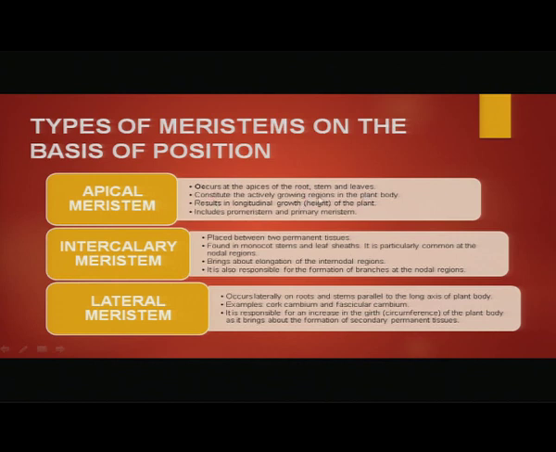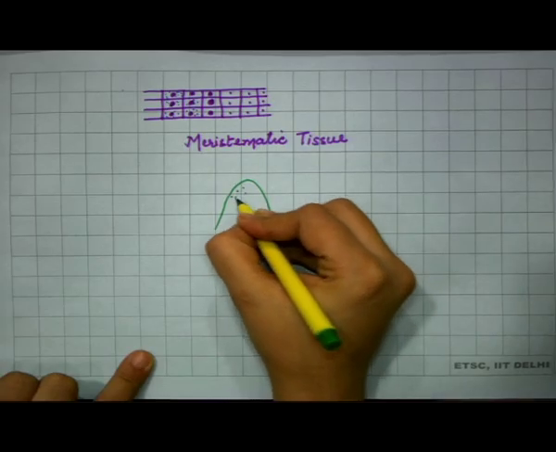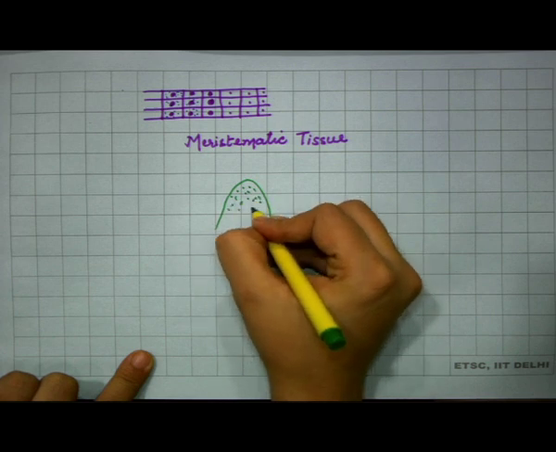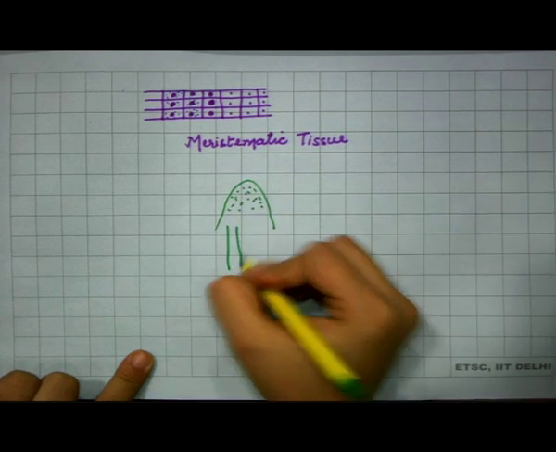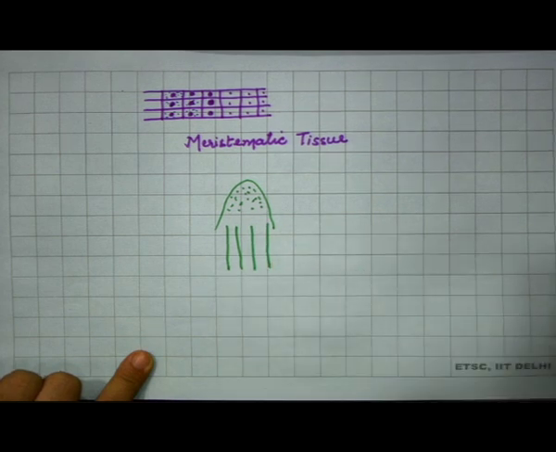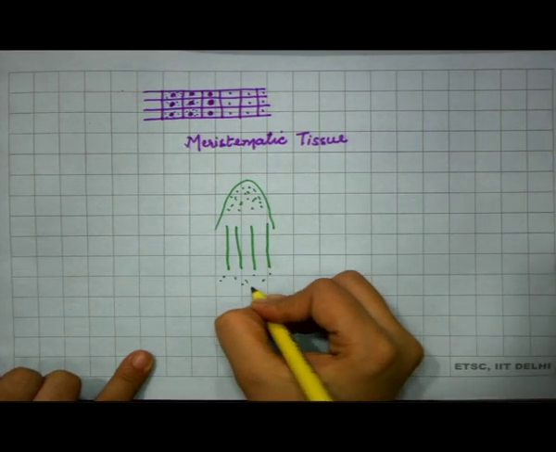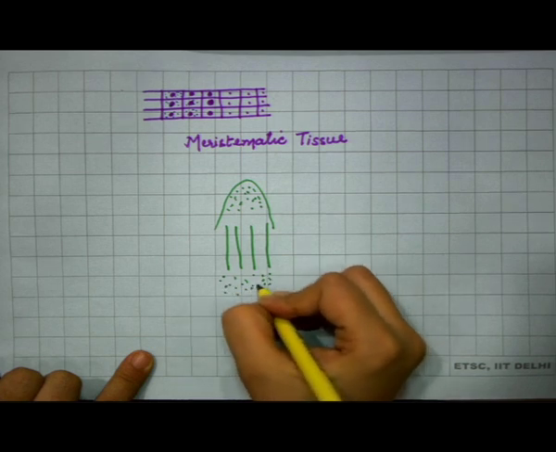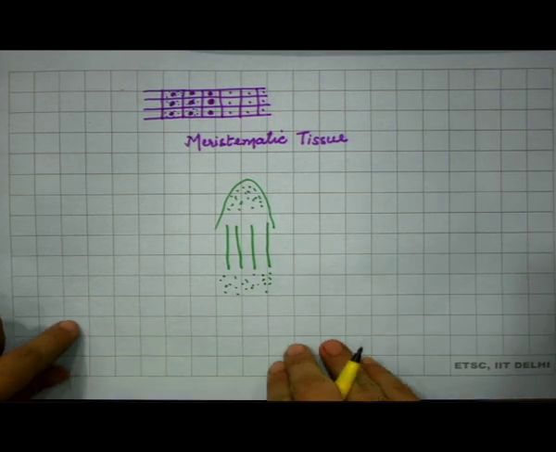It constitutes the actively growing regions of the plants and results in growth of height of the plant. It includes the promeristem and the primary meristem. The intercalary meristem, this is special because this is placed between two permanent tissues. Actually, what happens is that it must have been the part of initial meristem, but because of growth of the other tissues and cells, it has been separated and now it is known as the intercalary meristem.